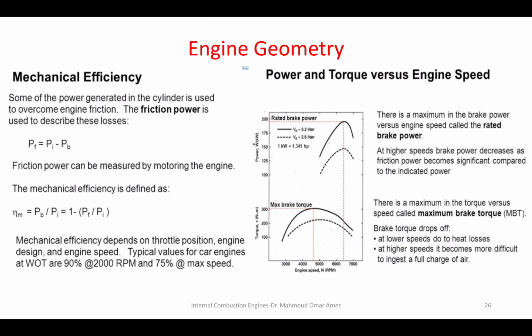But again, as the engine speed increases, the piston speed also increases. What is the relation between friction and speed? No. The speed is the one that generates the friction, not the other way around. So if the speed is high, is the friction low or high? Friction is high.